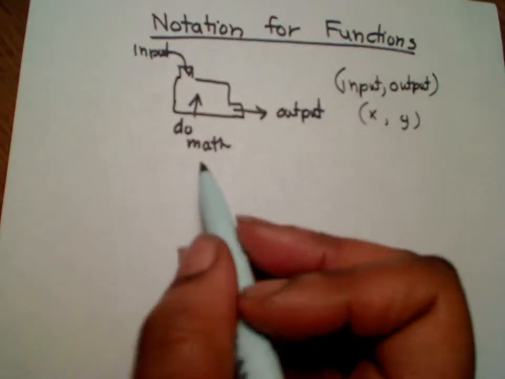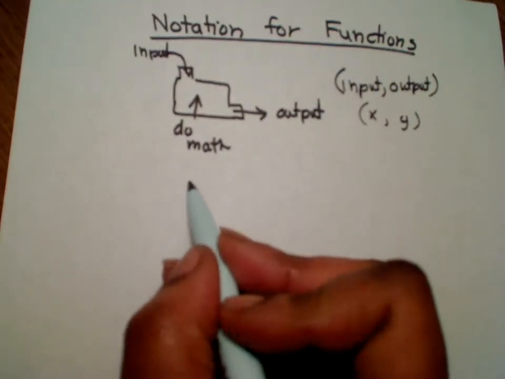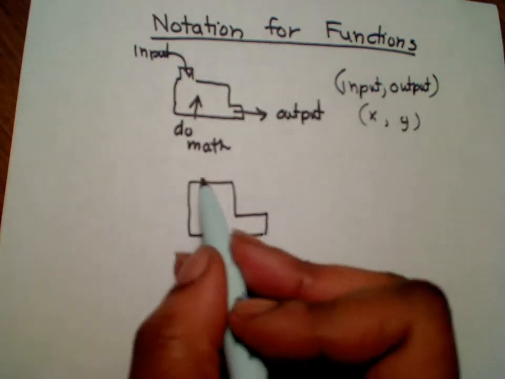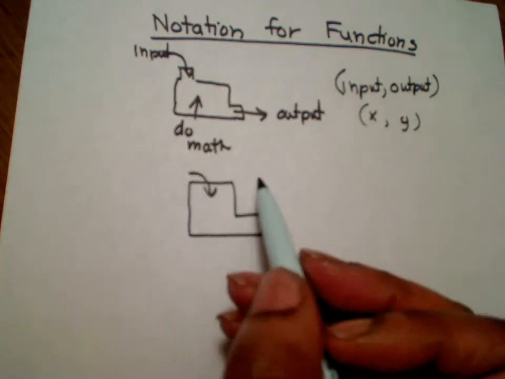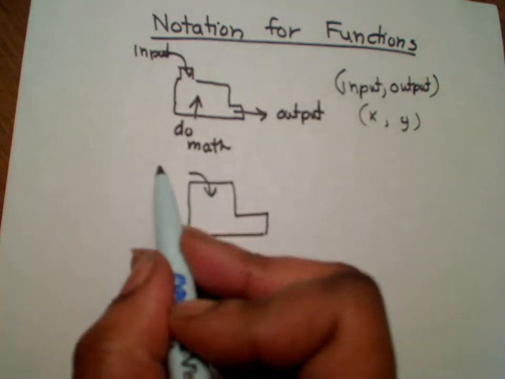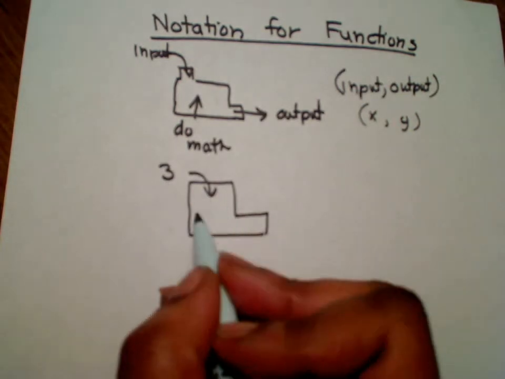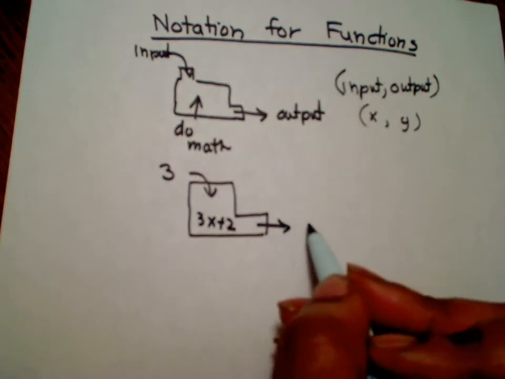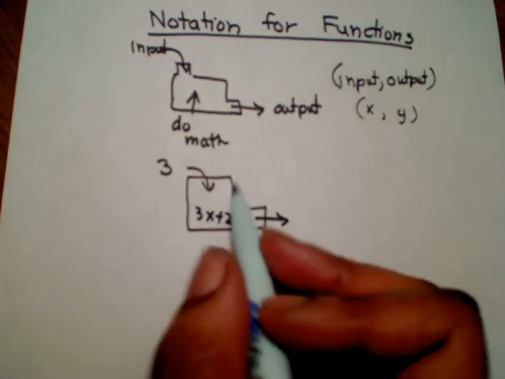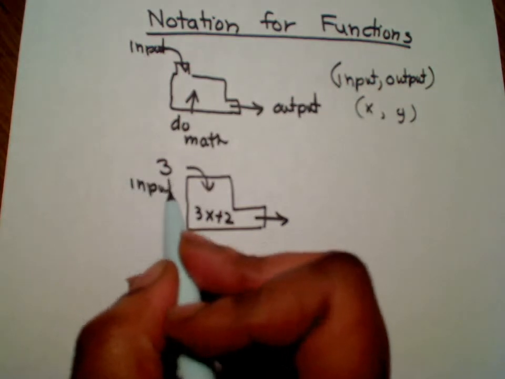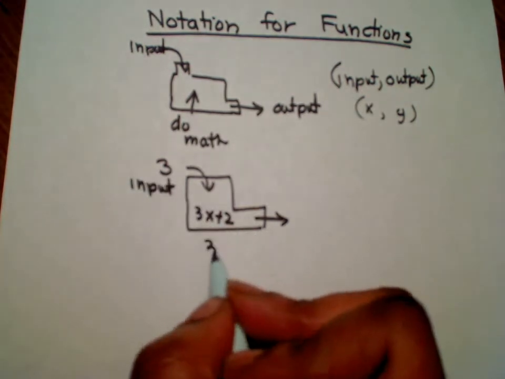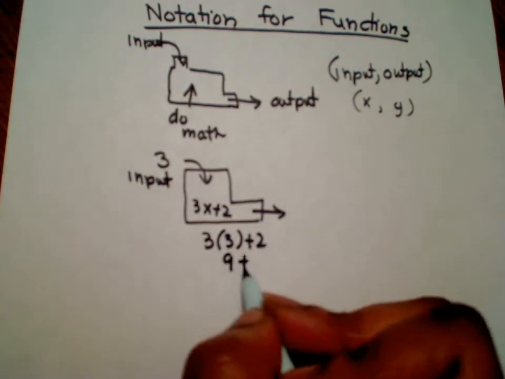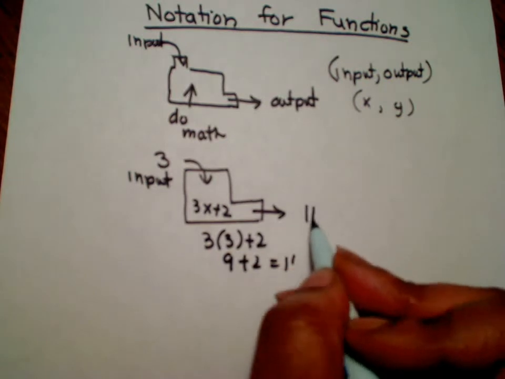Okay, let's deal with, suppose, still dealing with my function machine, and I'll draw me another one. This time what I'm going to input into it, let's say I'm going to put in a 3. The math I'm going to do is 3x plus 2, and when I get through coming up with an answer, that's now going to be my output. So my input into this machine is 3. I'm going to do my math and end up with 9 plus 2, which is 11, so my output is 11.